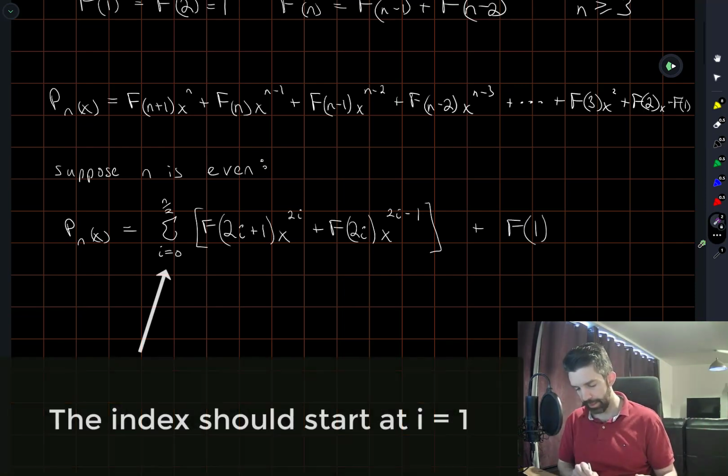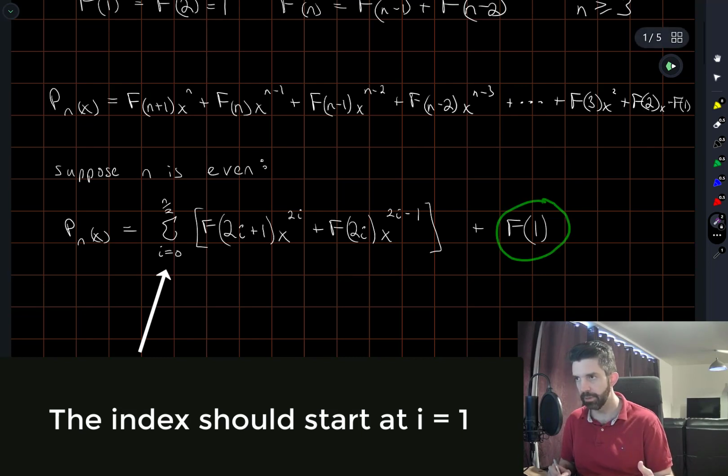So I've made it clear now that I'm grouping terms in pairs, and when n is even, the total number of terms in the polynomial is odd. So we have one leftover term here, which is the first term of the Fibonacci sequence, which is 1.